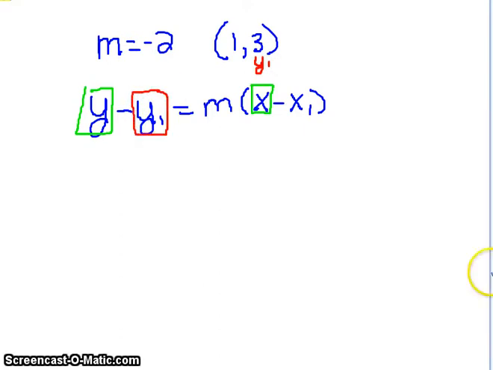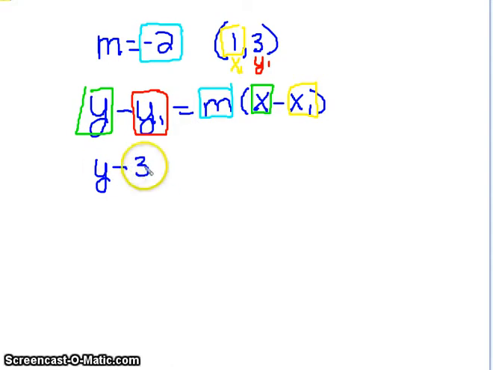Obviously, our slope isn't going to be hard to determine. We're going to plug our slope in right here, and then our x is actually going to be our x1 up here. So we're going to pull that from here. So the y and the x stay exactly the same. I plug in my 3 from up here, so it's y minus 3. I plug in my -2 times x minus 1.